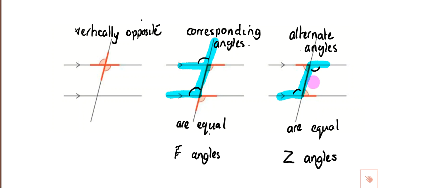Right. So all we've got to know at the moment is just that vertically opposite angles are the same. Corresponding angles are the same. Alternate angles are the same. Or equal, yeah. Equal. All right.